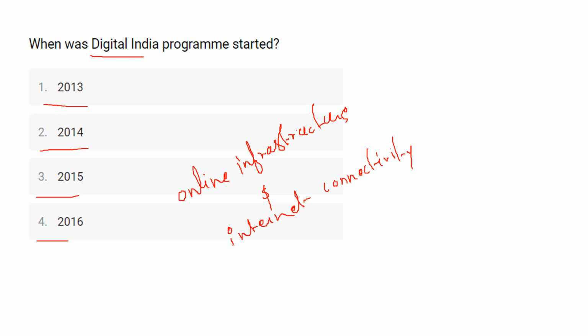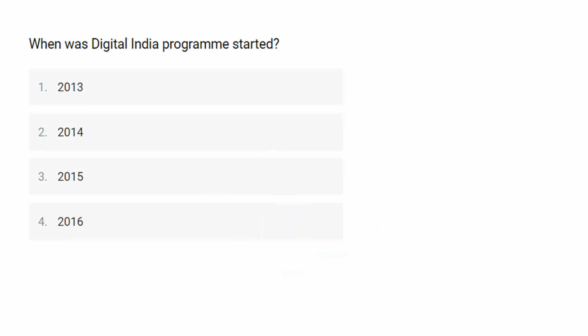It was launched by Prime Minister Narendra Modi on 1st July in year 2015, and other government programs including Make in India, Sagarmala, Startup India, BharatNet and Stand Up India are beneficiaries of this scheme. So here the correct answer for this question will be option number 3, the Digital India program started in year 2015.